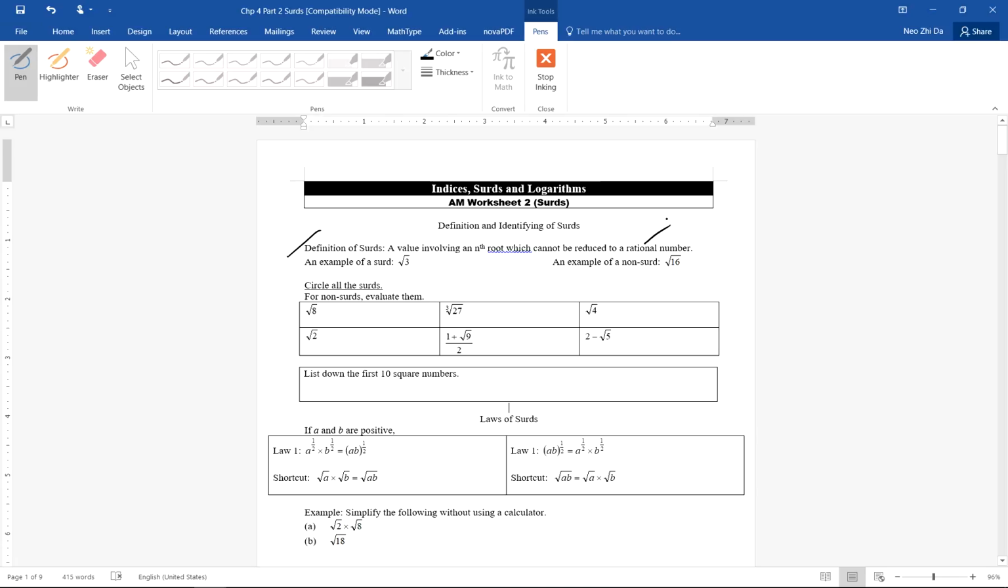An example of a surd is square root 3. When you key square root 3 into the calculator, you get 1.73 something something something. This is not a rational number, hence we say that square root 3 is a surd. An example of a non-surd is square root 16. The answer is 4, and 4 is a rational number.